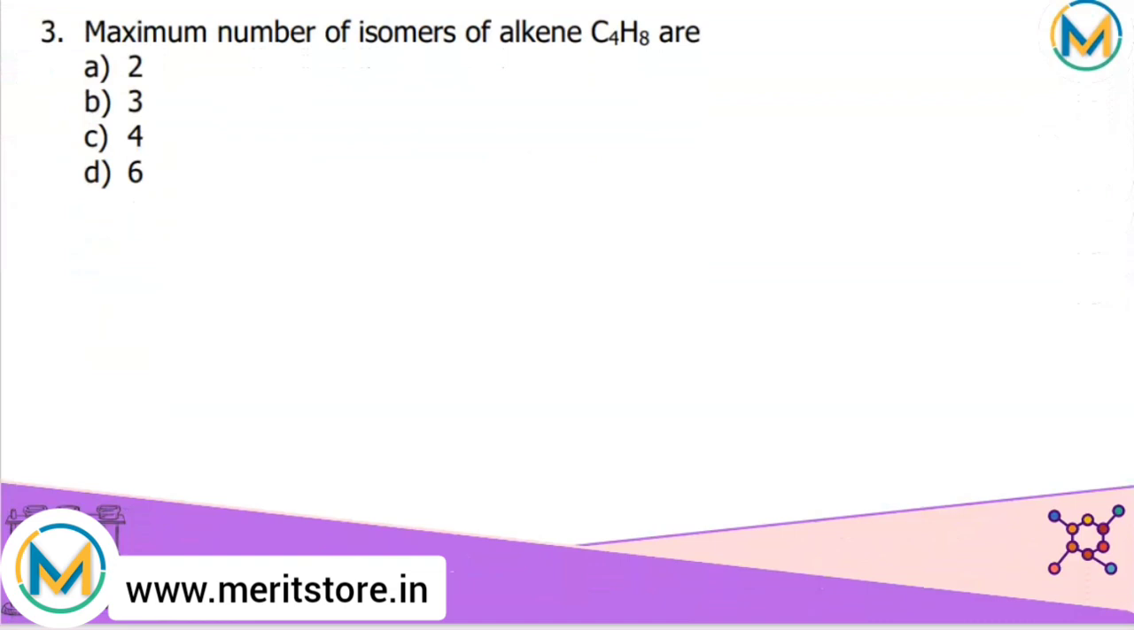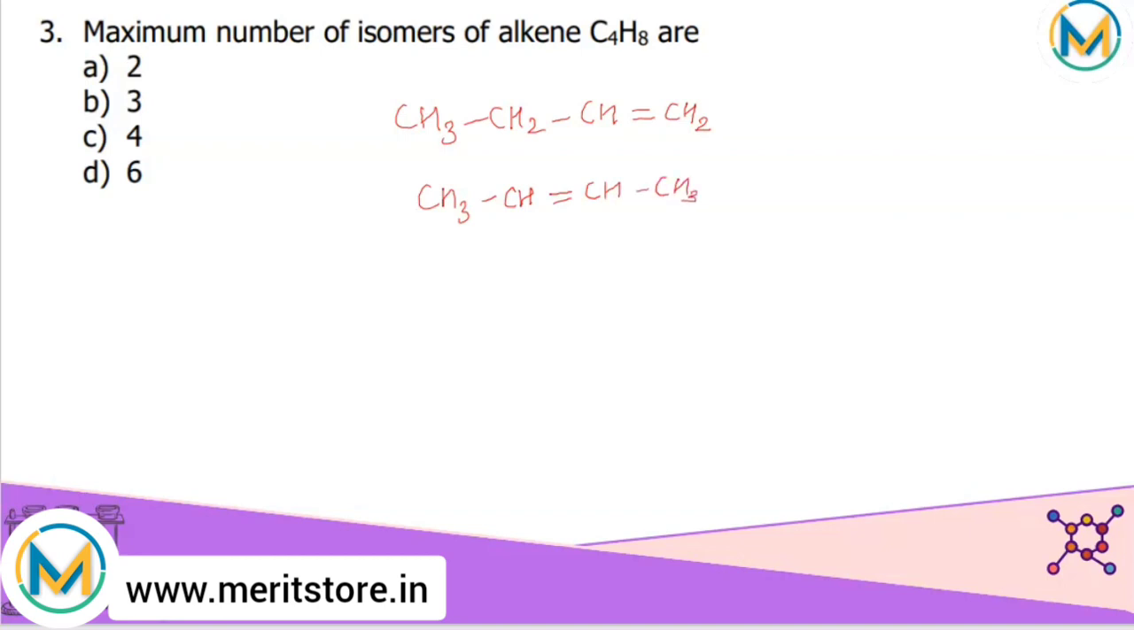Maximum number of isomers of alkene C4H8. So we know C4H8 is butene. So butene can have CH3, CH2, CH double bond CH2. Okay, one butene. Then it can form CH3, CH double bond CH, CH3.